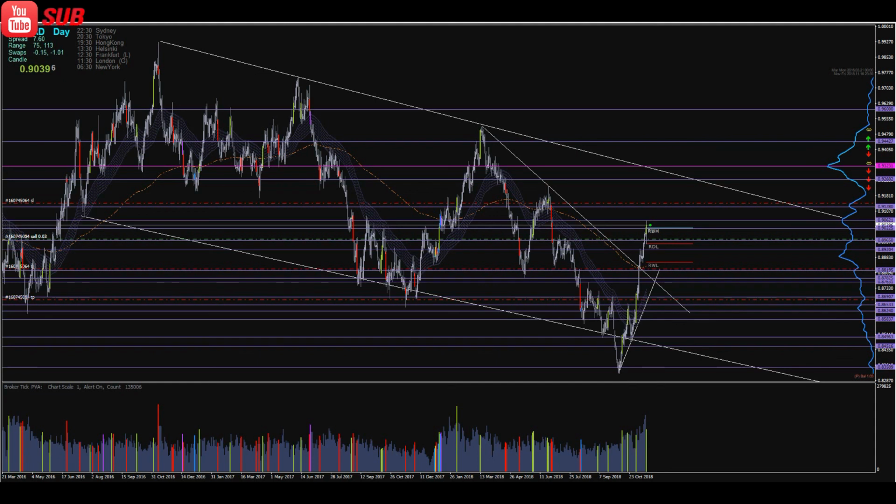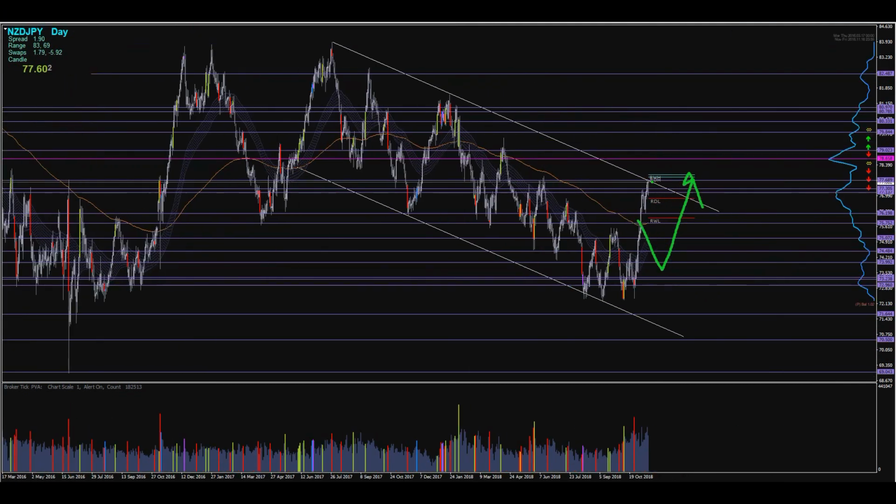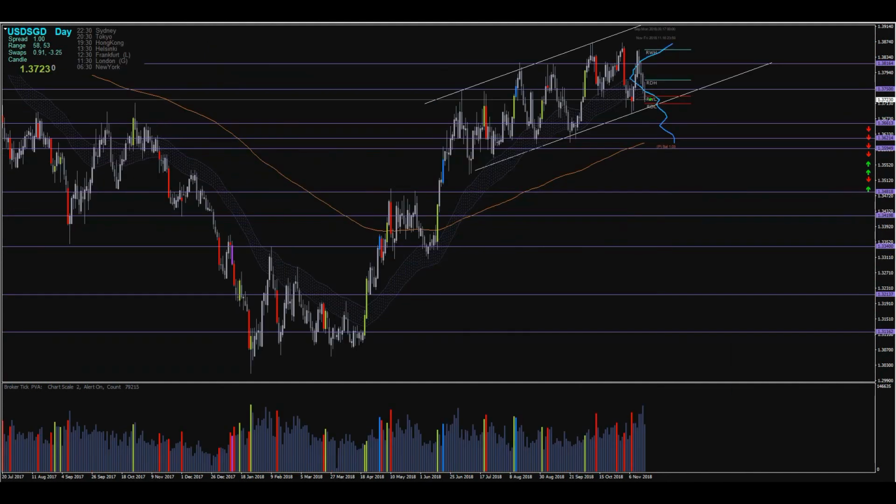This is the Kiwi CAD. Kiwi CAD, I expect it to move in this channel. This is the Kiwi Yen. Kiwi Yen, we could see the break, or we could see the drop, depending on the price action. This is the USD SGD. Similar situation. Move higher if the dollar is strong, move lower if the dollar is weak.